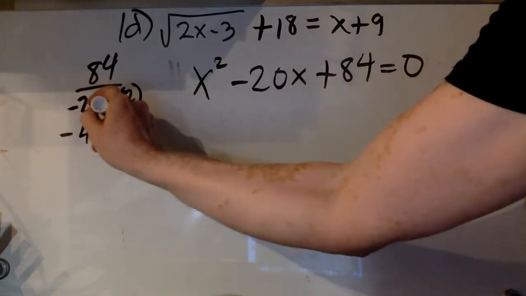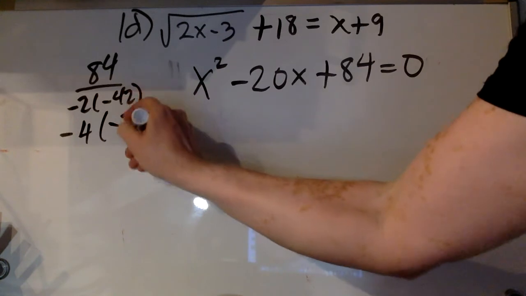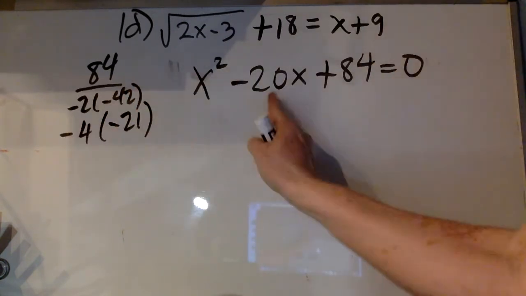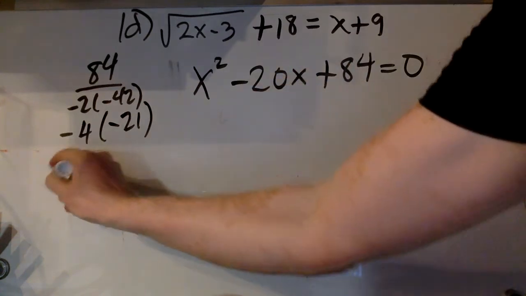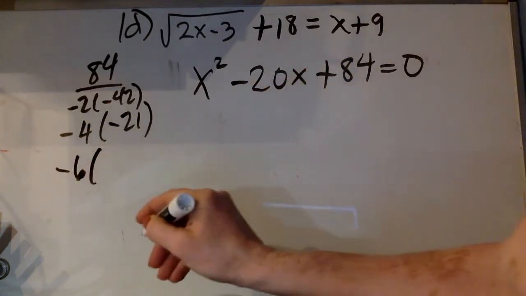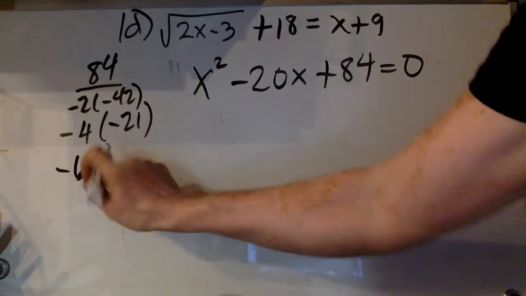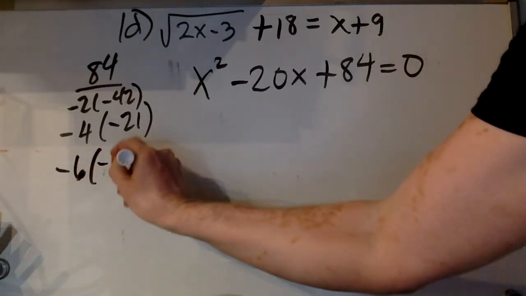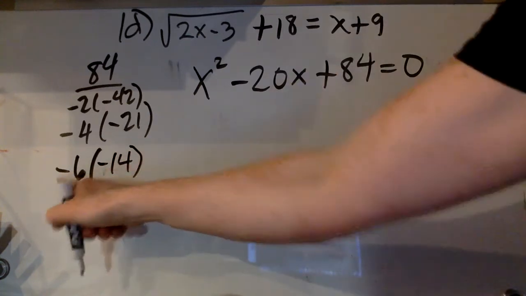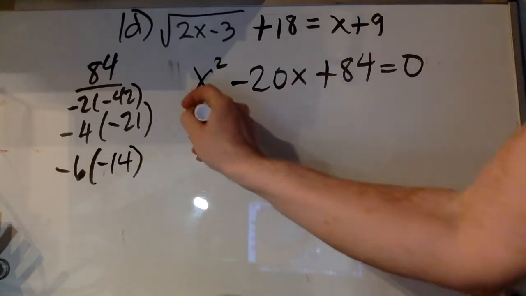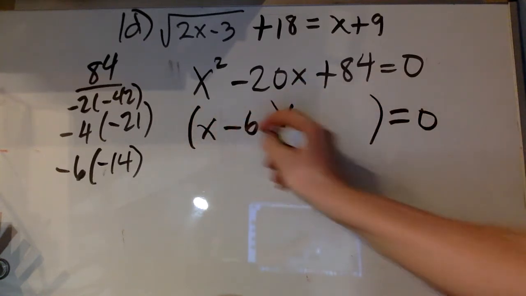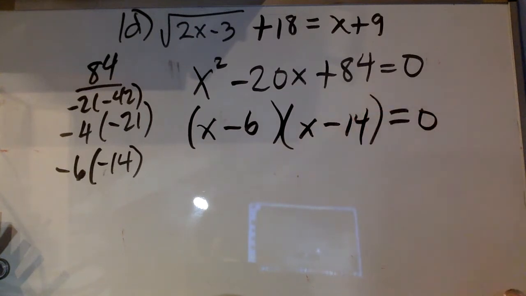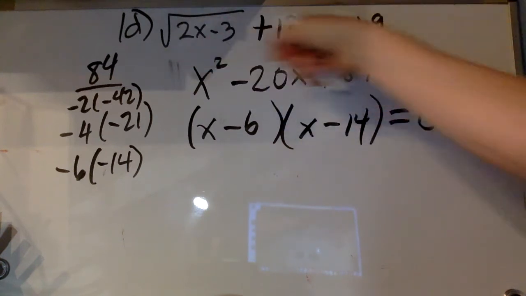Even if we try negative 4 times negative 21, when you add those, you get negative 24. You don't get negative 20. But if you try negative 6 times negative 14, that works. Negative 6 times negative 14 is positive 84, and negative 6 plus negative 14 is negative 20. So when we factor that, we have x minus 6 and x minus 14 equal to 0. So that's how that factors. All of this to solve this equation, huh?